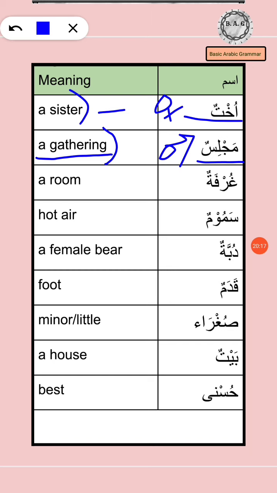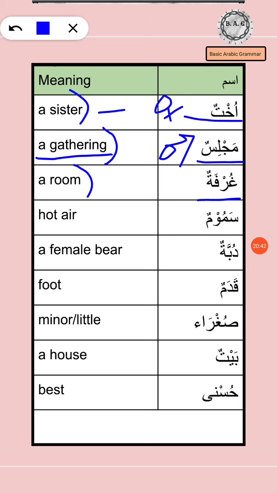Okay, we're going to practice it extensively, inshallah, this weekend when we are done with all the four characteristics of an ism. That's what we are going to practice so that it becomes second nature when we are reading or reciting, and we don't have to spend so much time on it. All right, so our next ism is ghurfatun. Its meaning is a room.